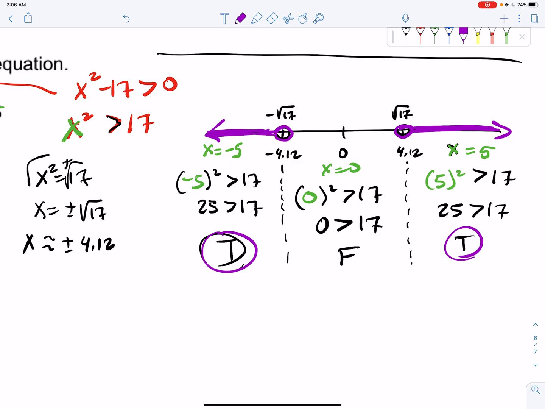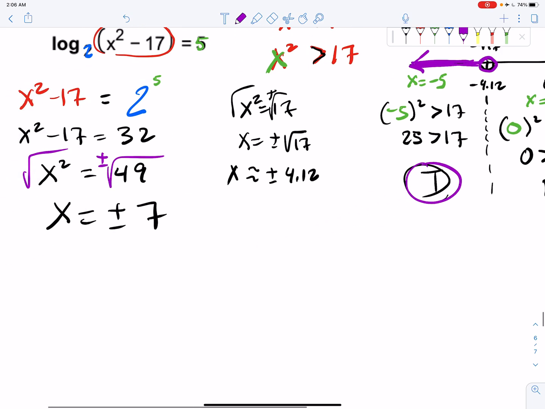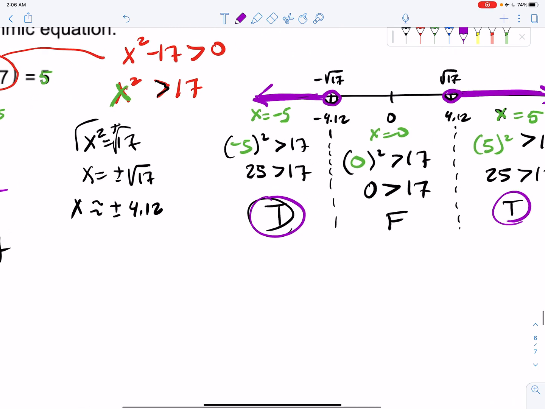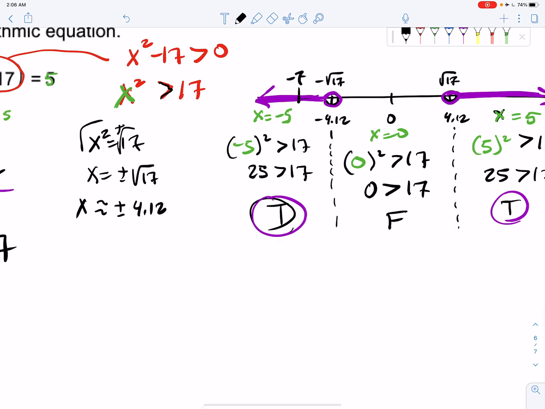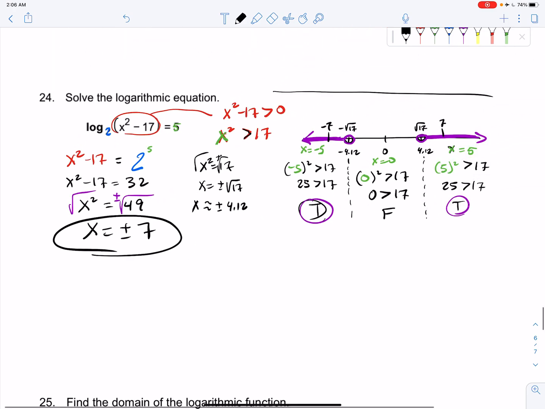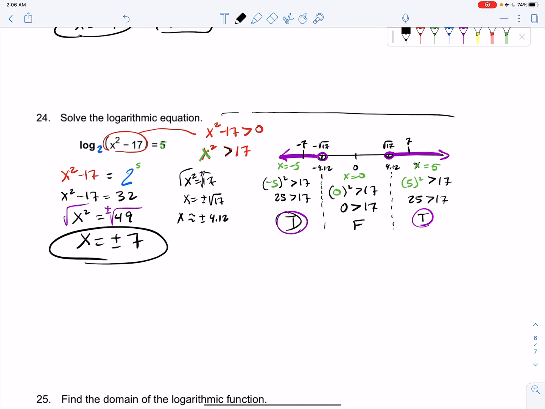And notice my answers. My answer that I got was plus or minus 7. Well, a negative 7 is right there, and a positive 7 is right there. So this is actually okay. Boy, that was a pain, wasn't it? I know you guys think that was a pain. So did I.